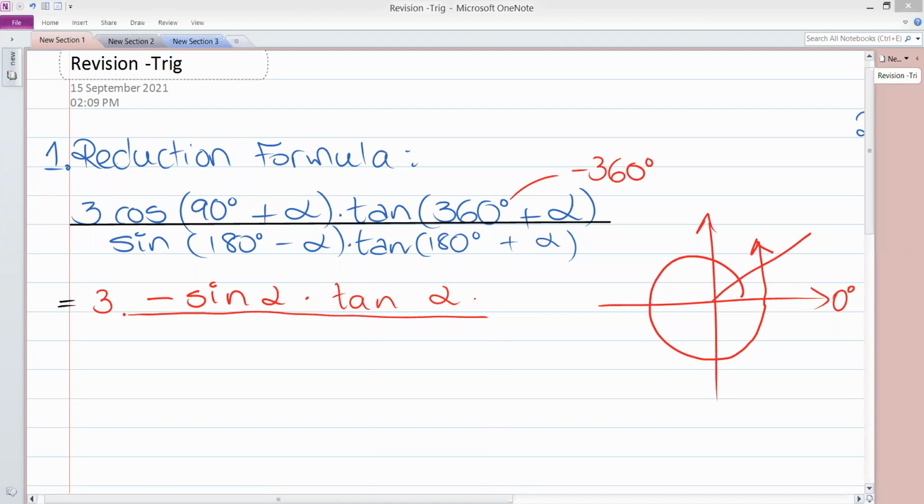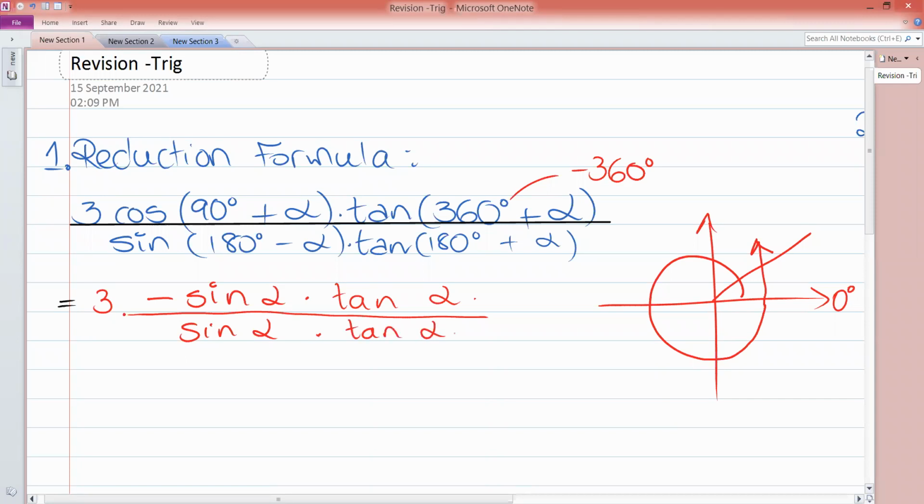Then let's deal with the denominators. 180 minus alpha, that is now sine. Perfect. Then 180 plus alpha, that is? Tan alpha. Brilliant, thank you. All right, now at this point here, do you see anything that's common in the numerator and the denominator that we can cancel out?